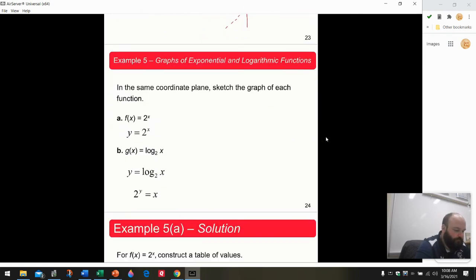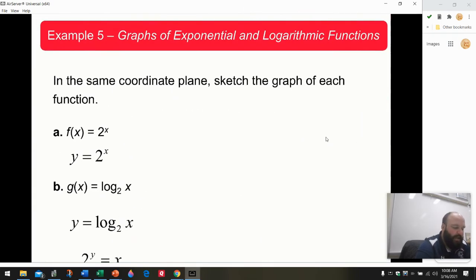exponential function. So it says, in the same coordinate plane, sketch the graph of each function. And the first one is f of x equals 2 to the x. And then the second one is g of x equals log base 2 of x.